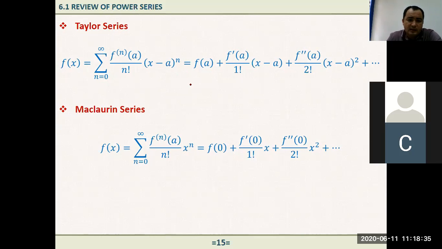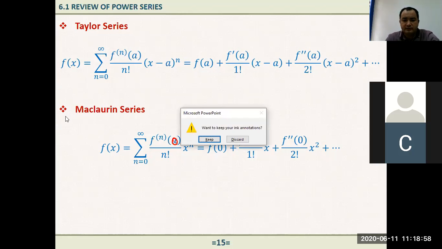That is the Taylor series of this f of x. The Maclaurin series is just a special case of this Taylor series. If a is equal to 0, that means we are just expanding this at 0. Okay, that is equal to, this should be 0, not a. Let me just change this immediately there.